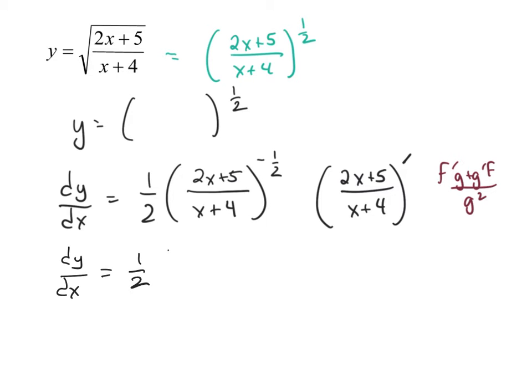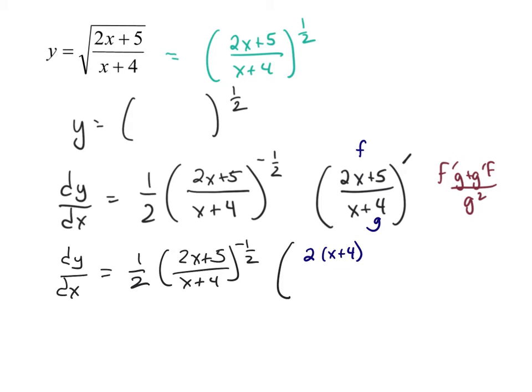So we get 1/2 times 2x plus 5 over x plus 4 to the minus half. And I'll show you a quick way you can get rid of the minus half here in a second. And now the derivative of this is going to be the derivative of the top, because remember we're going to say the top is f and the bottom is g. So the derivative of the top is just going to be 2 times the bottom function x plus 4. And I totally messed this up. It is a minus sign for the quotient rule, not a plus sign. So I wrote that wrong. It's f prime g minus g prime f over g squared. I apologize for that. Minus g prime, the derivative of the bottom is just 1, times the top, which is 2x plus 5, all over g squared, which is x plus 4 squared.